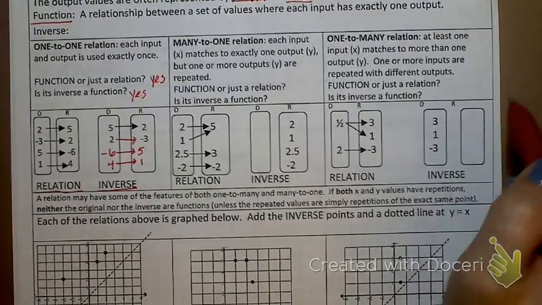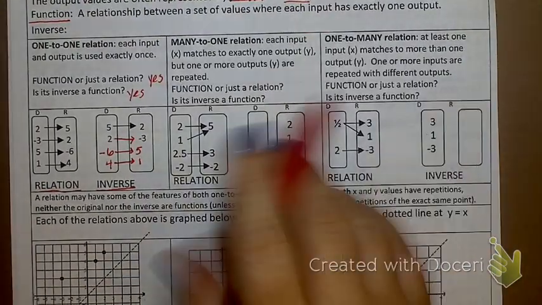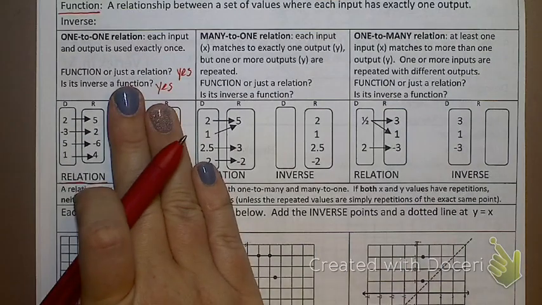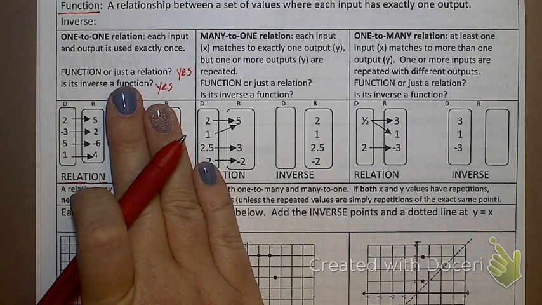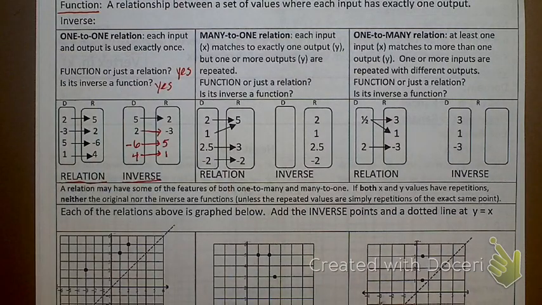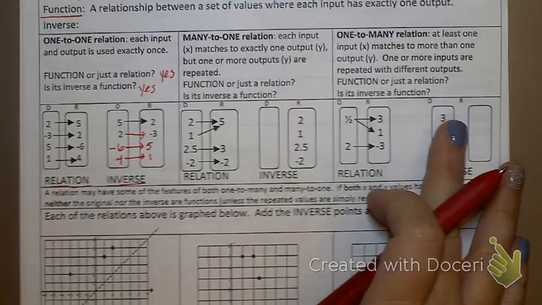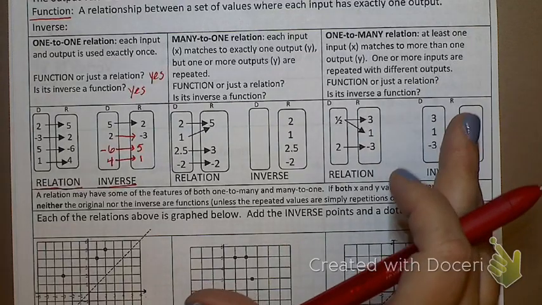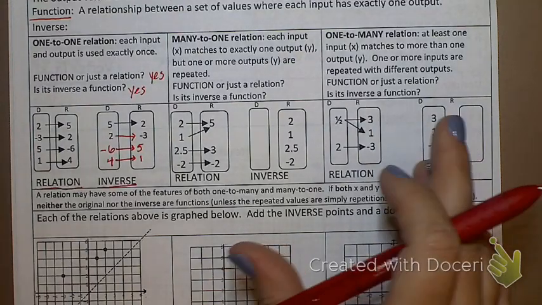How many points are represented in my mapping diagram? If I looked at just the relation, how many points are represented there? 4 points. Okay? All right. Then we have a many-to-one relation.